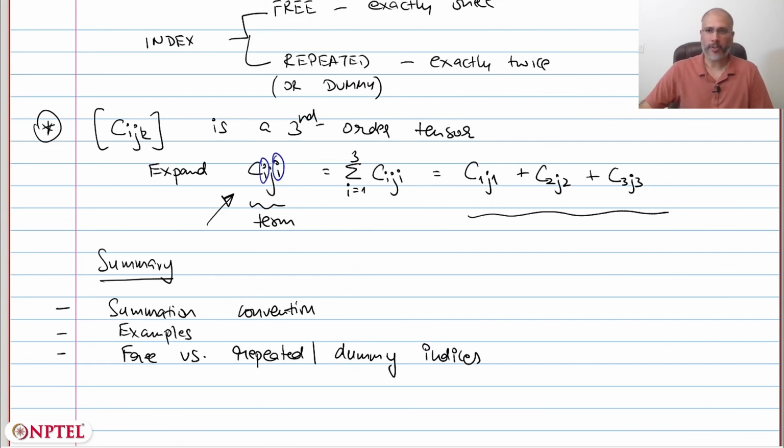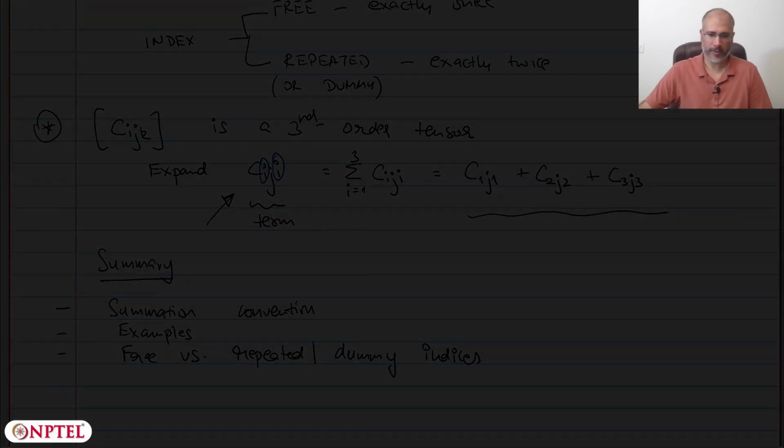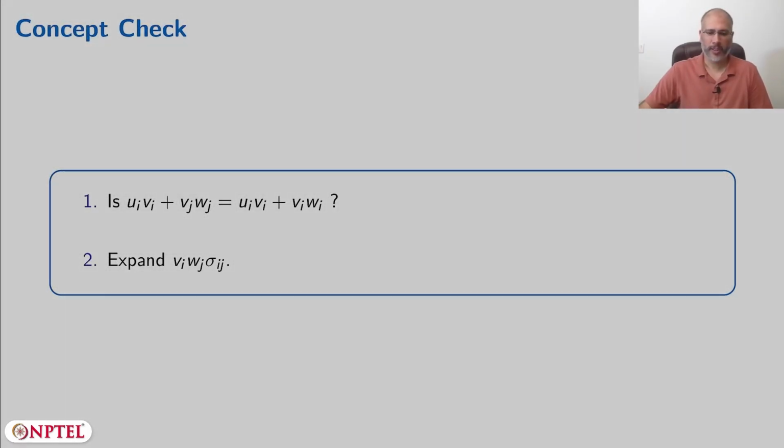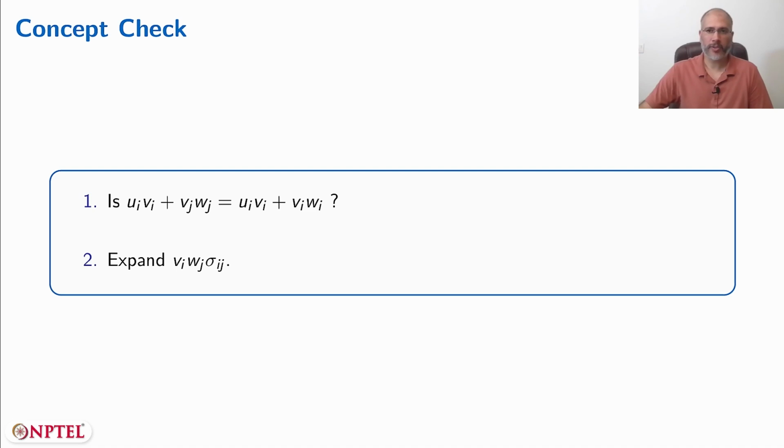So let's do a quick concept check for this lecture. The first problem says, is ui vi plus vj wj the same as ui vi plus vi wi? Right. So think about it, whether they are the same. And the second problem says that we have to expand this term, which is vi wj times sigma ij. So please always go back to the definition if you have any confusion. In fact, I suggest in the beginning you should go to the definition of summation convention to ensure that you have a strong understanding and there is no confusion as such.